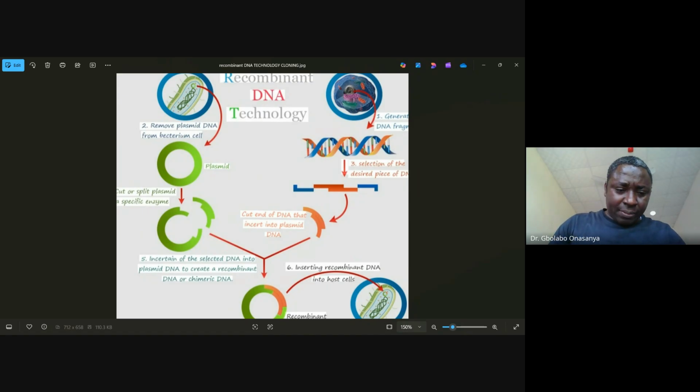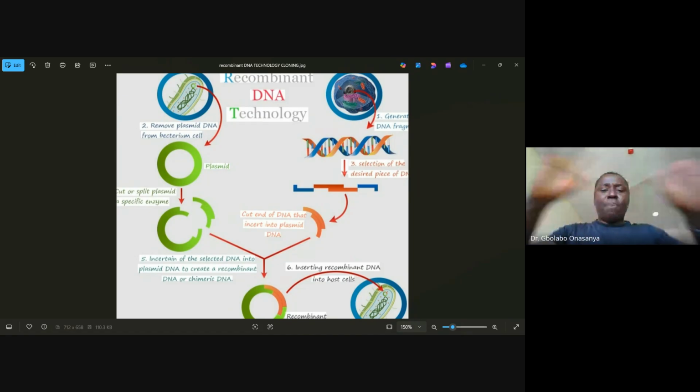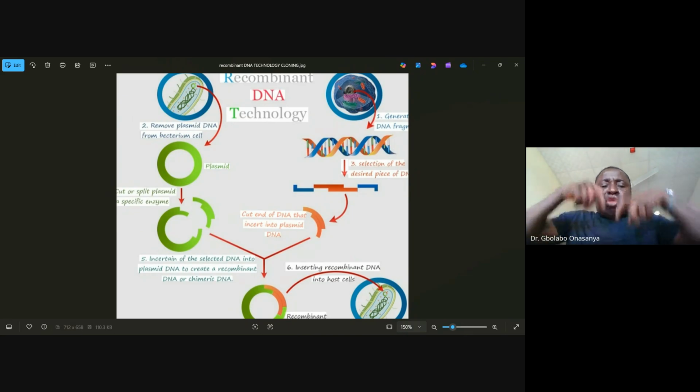Am I speaking sense? Fantastic. Now, when you want to do cloning, the picture you are watching is about recombinant DNA technology, and I'm going to speak to this very extensively. In cloning, you will need a vector. You will need the transgene. You will need a host organism.